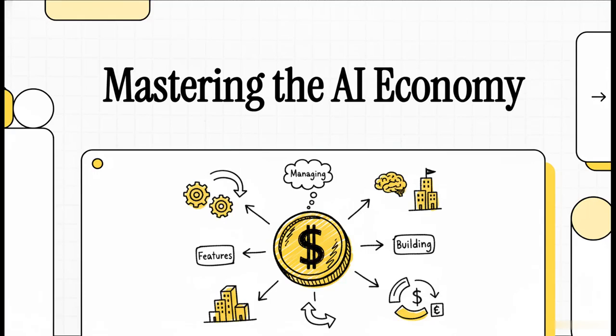All right, let's get right into it. If you're building products with AI, you're not just a product manager anymore. You're basically running a small economy. And in this new AI economy, there's one currency that rules everything: the token. In this explainer, we're going to break it all down.